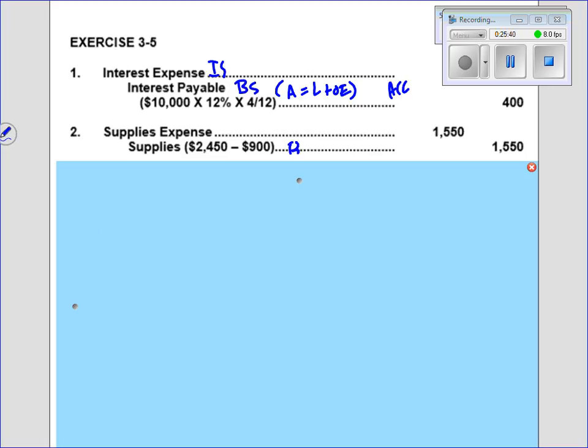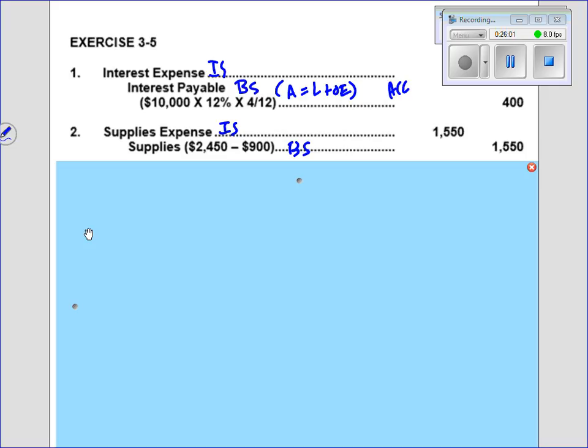Supplies themselves are a balance sheet account. The expense side is always income statement because remember, revenue minus expenses is what shows up on the income statement. And we have our debit and our credit. So we're following the adjusting entry rules. We have a debit, we have a credit, we have income statement, we have balance sheet.